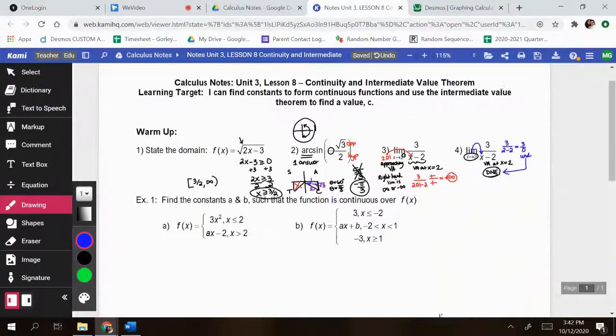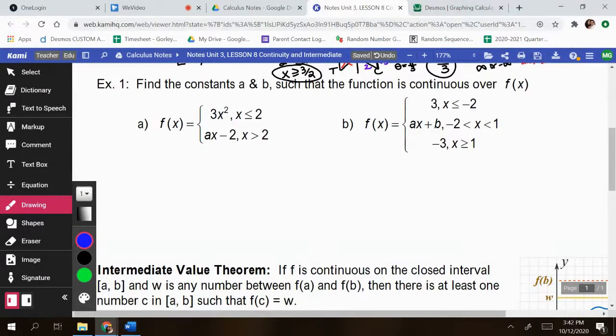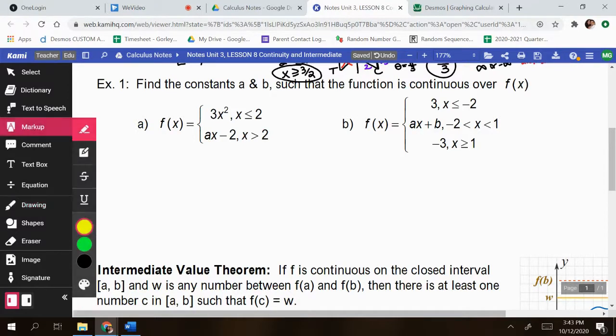All right, let's go ahead and get into our new content now. For our example 1 today, it says find constants a and b such that the function is continuous over f. So what does the word continuous mean? That means no gaps, no holes, no asymptotes.